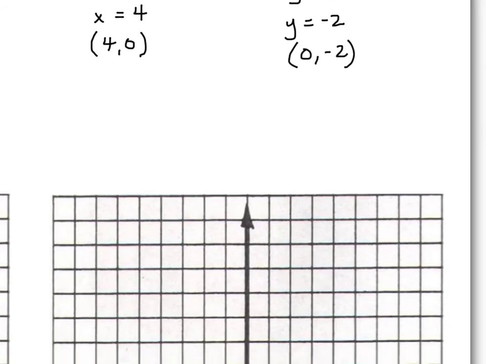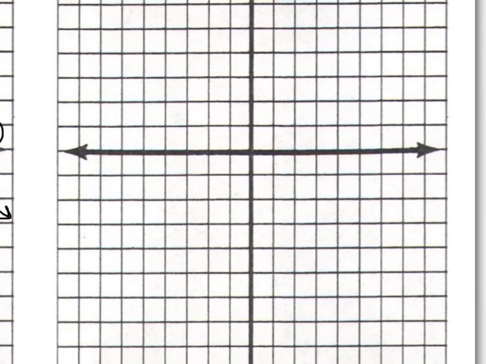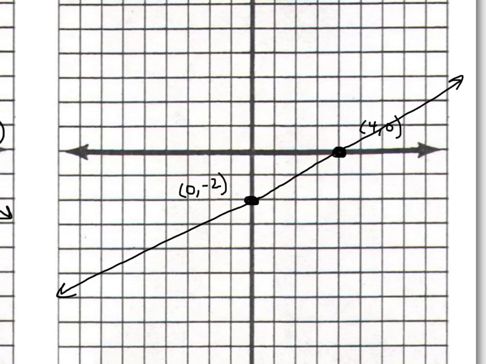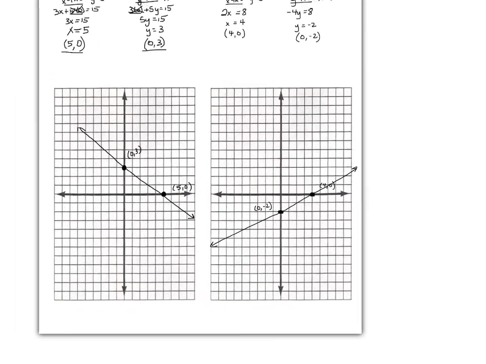So now I'm going to come down here and plot these two points, (0, -2) and (4, 0). I'm going to go right 4, put a dot. This is the ordered pair (4, 0). And I'm going to go down 2, put a dot. This is (0, -2). And now that I have my two points, draw the line between these two points. And now we have our graph of this equation.